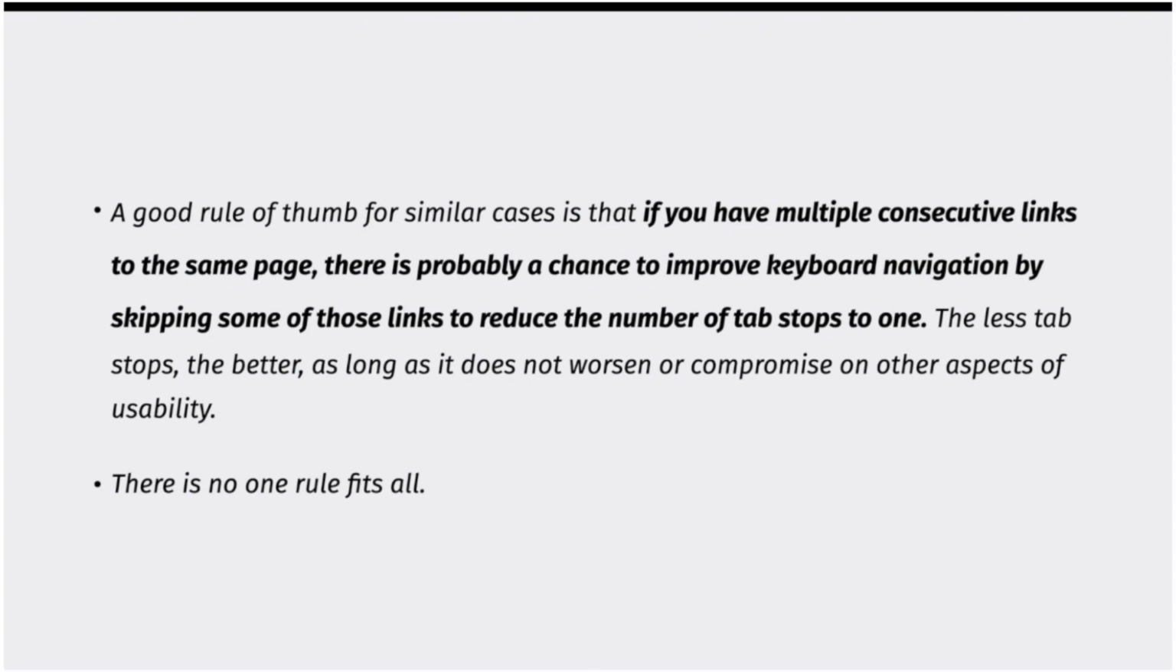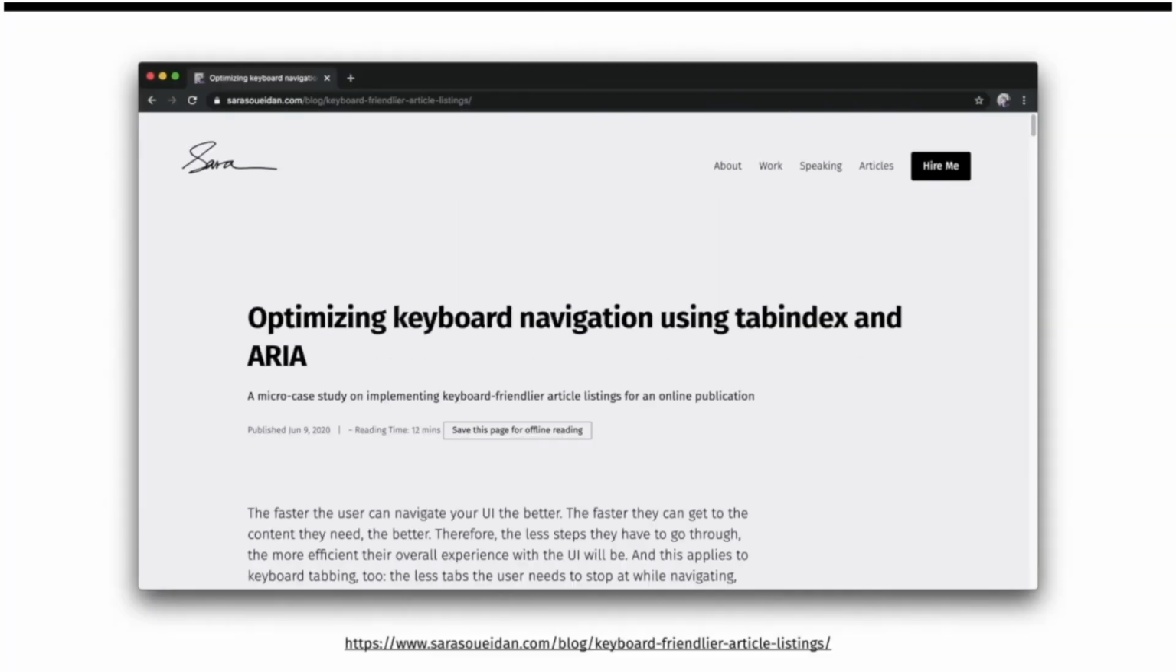In order to improve an experience, you need to test the design using keyboard and with real users if possible. They can usually provide a lot of insight that we designers and developers might miss. A good rule of thumb for similar cases is that if you have multiple consecutive links to the same page, there is probably a chance to improve keyboard navigation by skipping some of those links to reduce the number of tab stops. But there is no one rule fits all. As with previous sections, I have a detailed write-up about this case study on my blog that you can reference for more information.